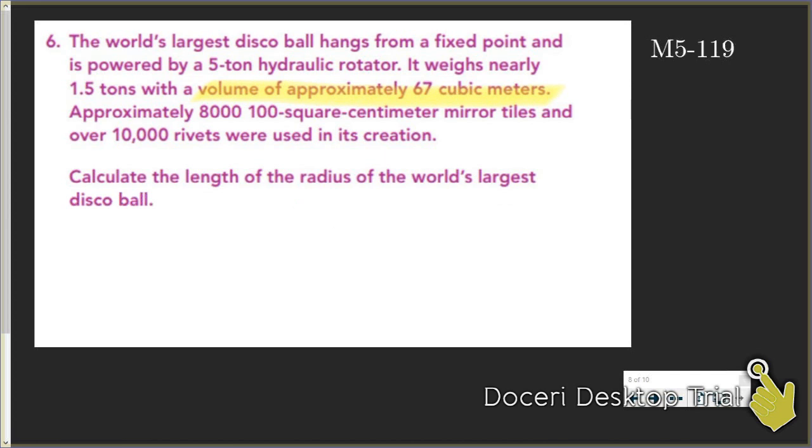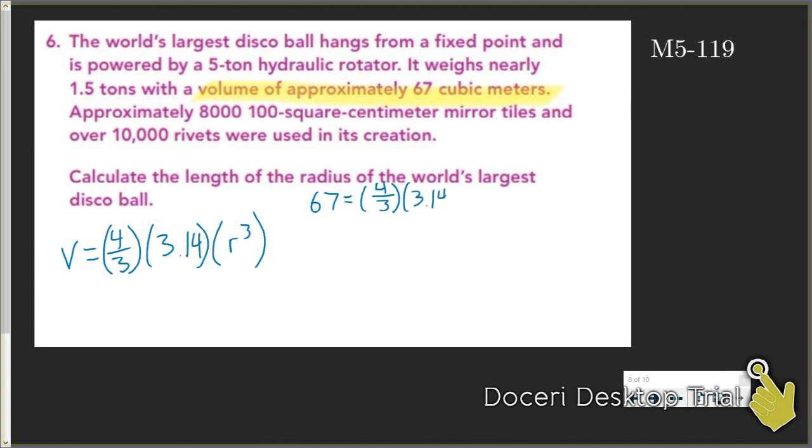The question is asking us to calculate the radius. So, again, this is one like question 3 was, where we have the volume and we have to work backwards. Just to remind us, volume is 4/3 times pi times the radius cubed. Let's start by plugging in what we know. We know that 67 is the volume, and that is the only information we're given. The rest we're going to have to solve from there.